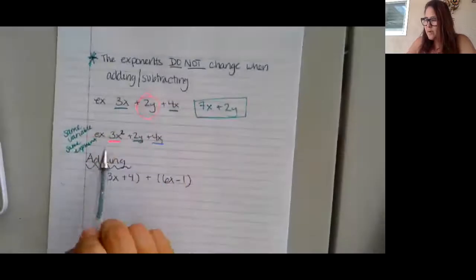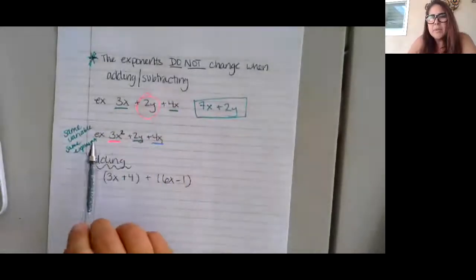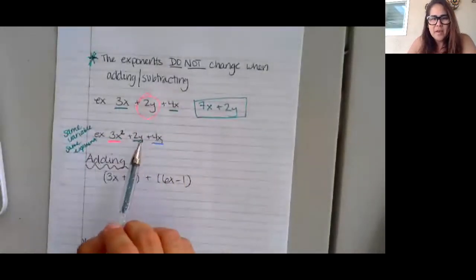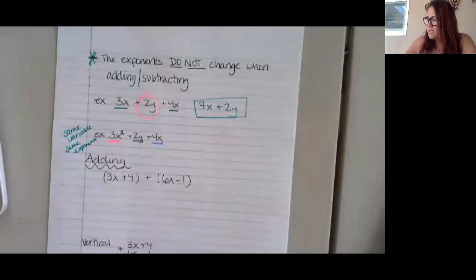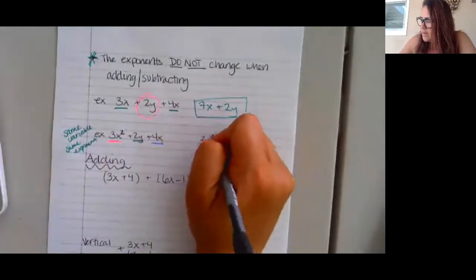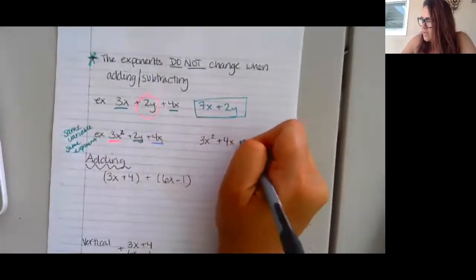So this problem right here is completely simplified. I can't do anything with this problem. I can't combine anything. This is what the answer is going to look like. Your answer will just stay 3x squared plus 4x plus 2y.